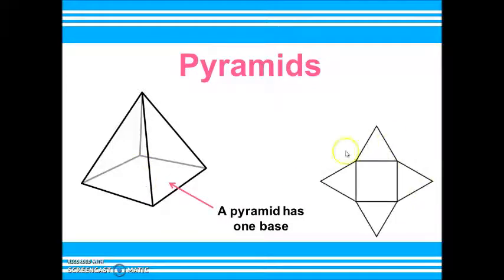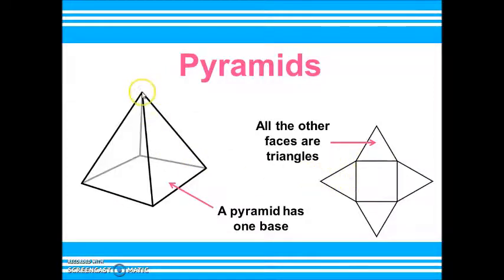The net for a pyramid might look something like this, where you have the single base in the middle, and then attached to each side of the base would be one of your triangular faces. So all the faces have to be triangles with the exception of the base. Now the base could be a triangle or it could be any other polygon. And again, each side of that base would be attached to a triangle that would then fold up and come together at that single vertex at the top.